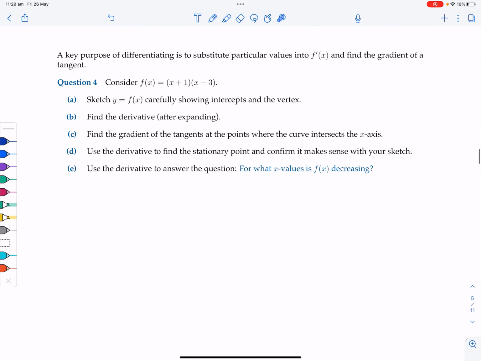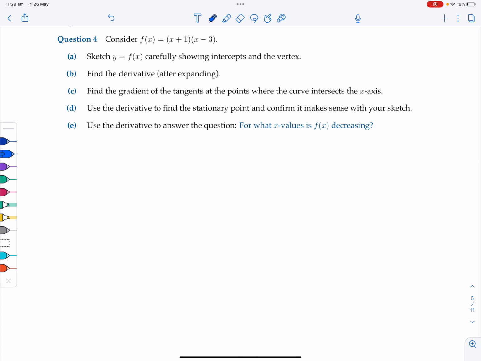All right. A key purpose of differentiating is to substitute particular values into f dash x to find the gradient of the tangent, right? So we're going to do that here. So question 4, consider f of x equals that. So part A, we're going to sketch this parabola. And I'm going to sketch this pretty much as well as I can, so in more accurate detail than I would normally do a sketch.